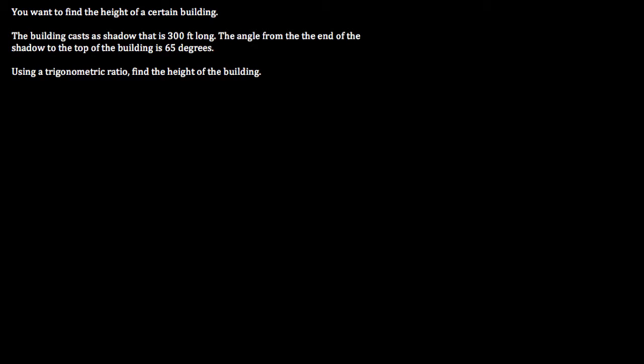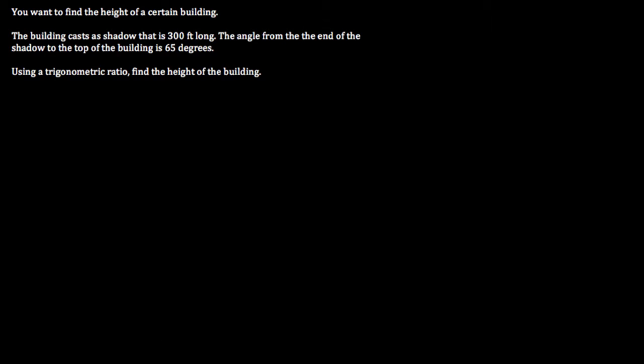You want to find the height of a certain building. The building casts a shadow that is 300 feet long. The angle from the end of the shadow to the top of the building is 65 degrees. Using a trigonometric ratio, find the height of the building.